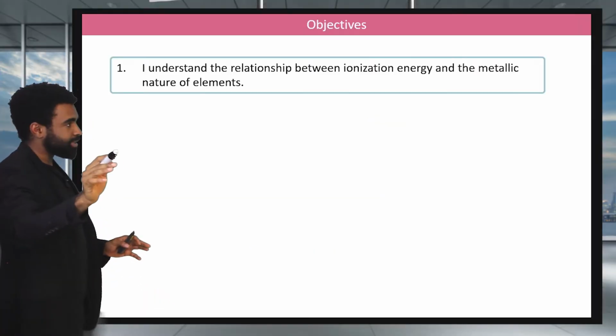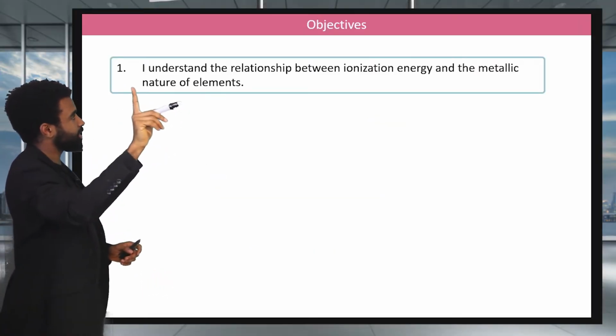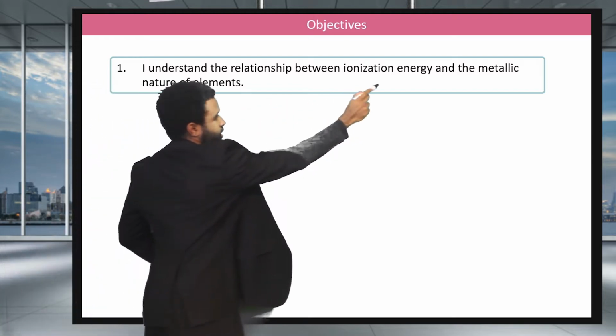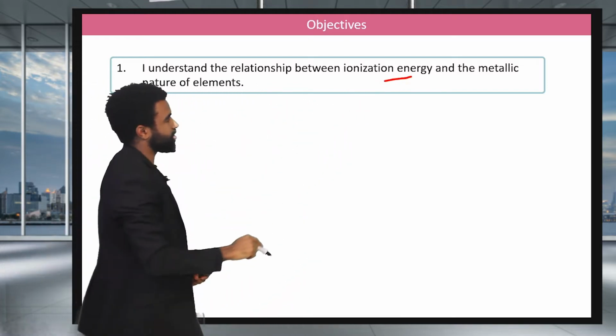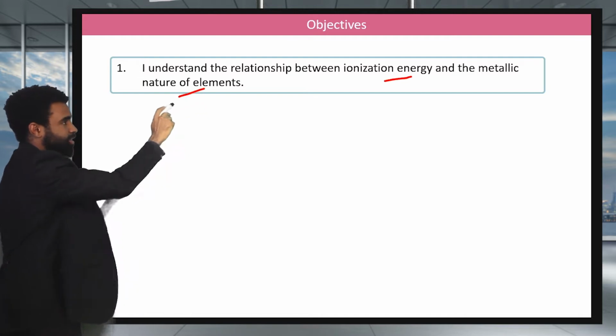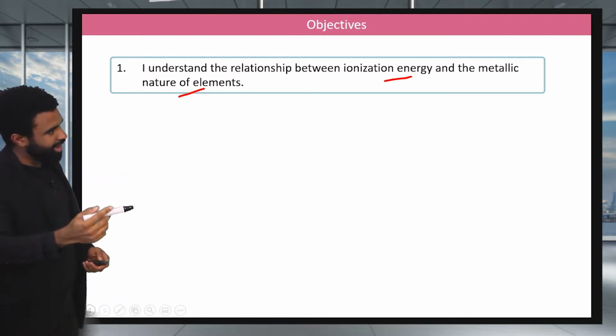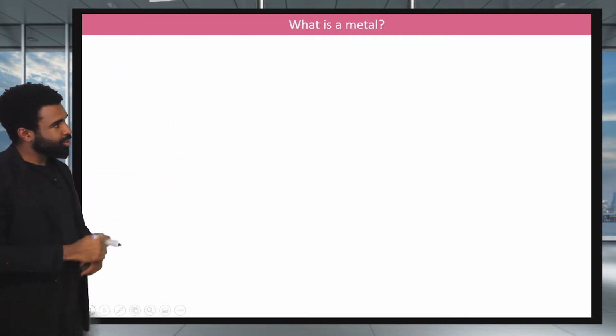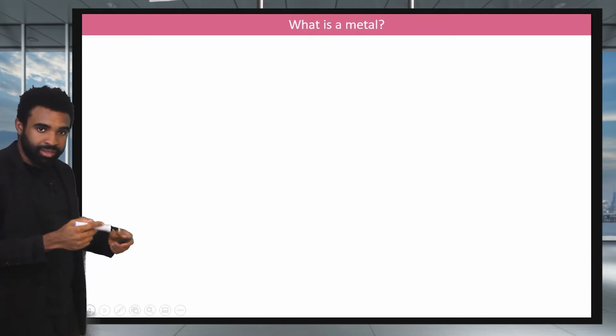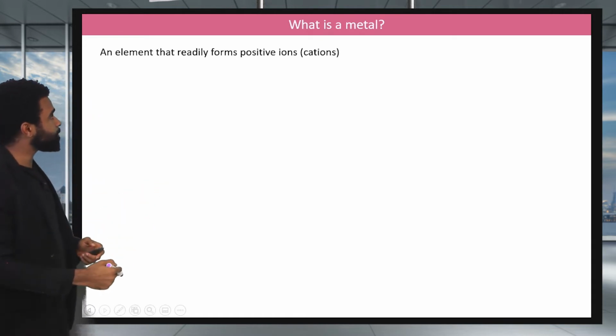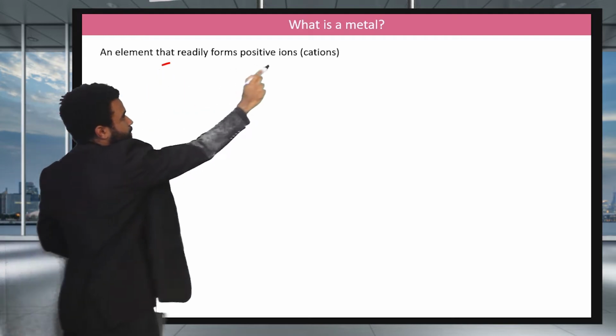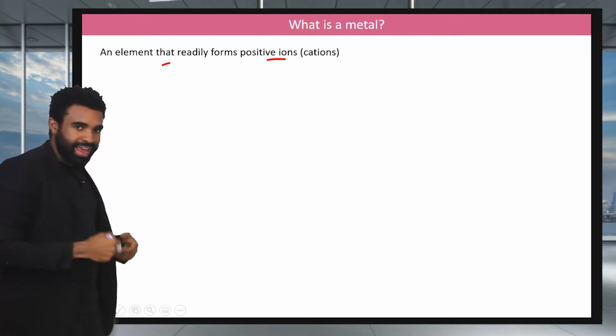Our formal objective, in this video we only have one objective, is to understand the relationship, just like I said, between the ionization energy and the metallic nature of objects. In order to answer this, our first question is, what exactly is a metal? The definition is quite simple. We define a metal as an element that readily forms positive ions, or cations.